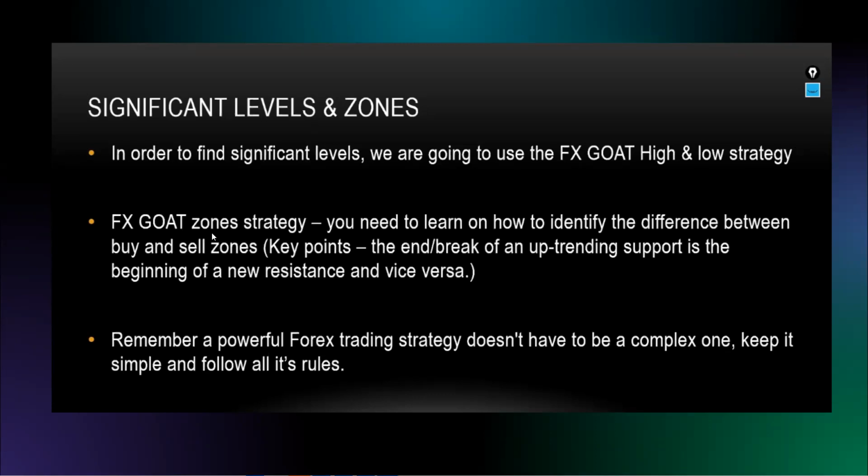So then we need to use the FX code zone strategy. You need to learn how to tell the difference between buy and sell zones. The buy and sell zones is, you buy at support, you sell at resistance. The key point: the break of a trending support is the beginning of a new resistance, and vice versa. So what this means is a support can become a resistance, and a resistance can become a support, right? If price is above, it is support. If price is below, it is a resistance.